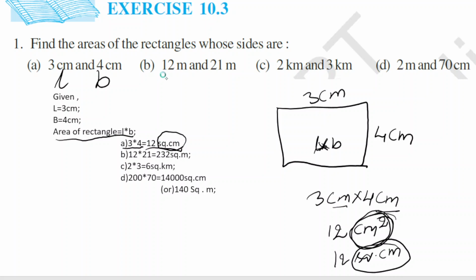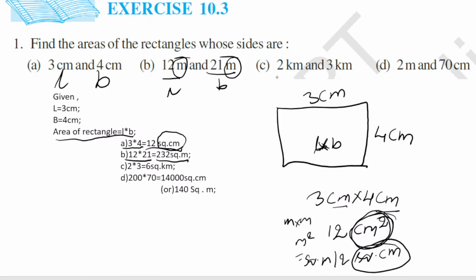And here the length is given as 12 meters and breadth is given as 21 meters. And you know that area of the rectangle is length into breadth, that is equal to 12 into 21, and the measurement is given in meters. So we have written 252 square meters because the measurement is in meters. So meter into meter is nothing but meter square, that is square meters.